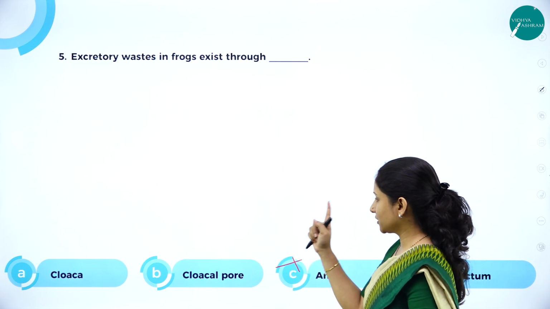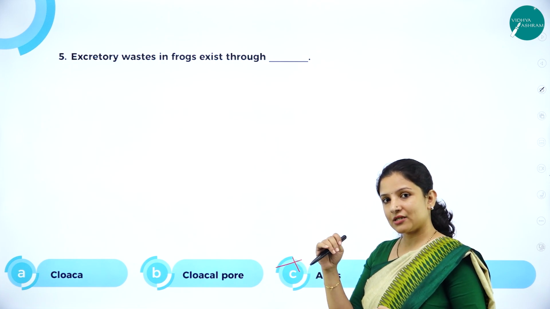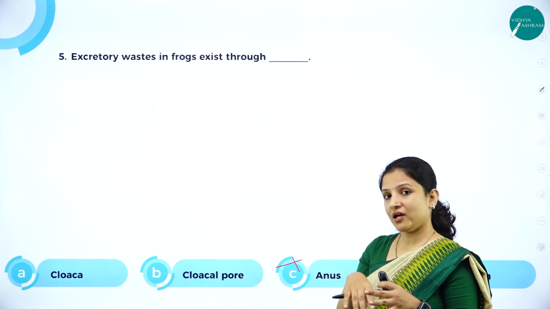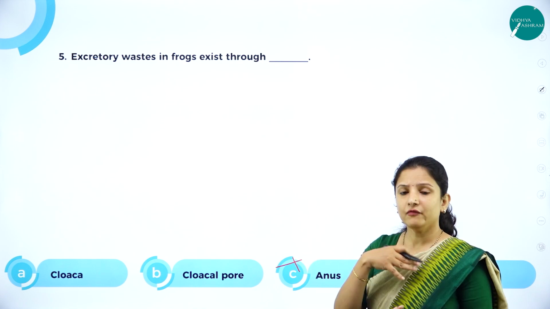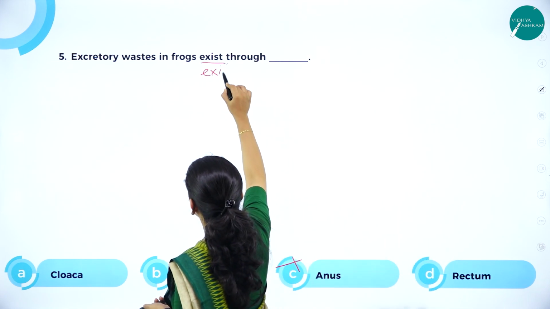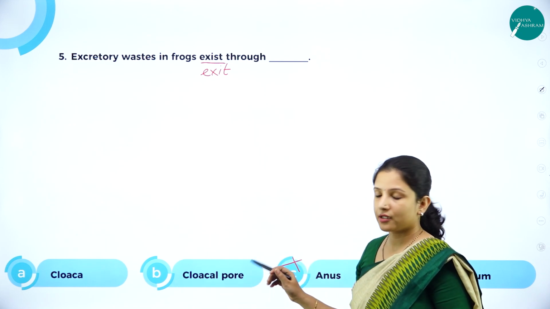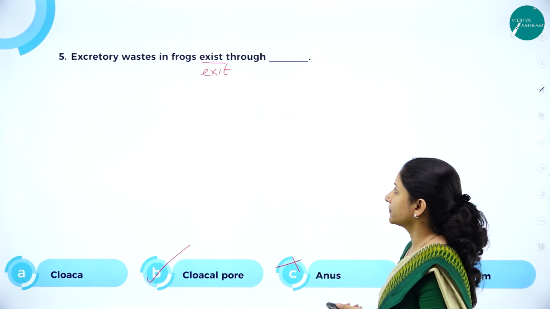Don't get confused with cloaca, cloacal pore and rectum, because all the excretory waste will go to the cloaca and to the rectum only, but where it will exit, that is where it will come out. So from where it will come out, that we have to see. So it comes out through the cloacal pore. So option B is the right answer here.